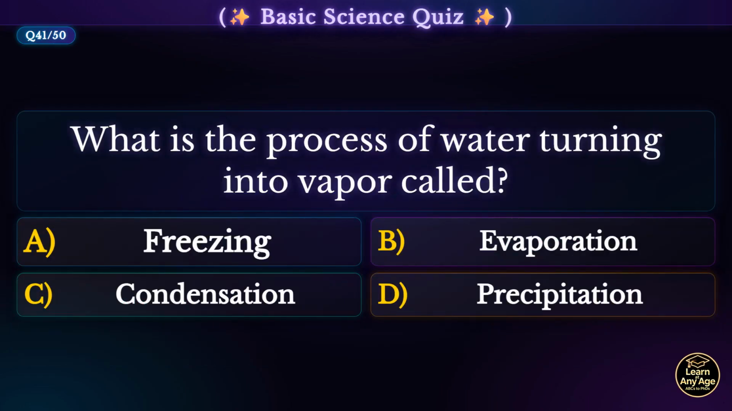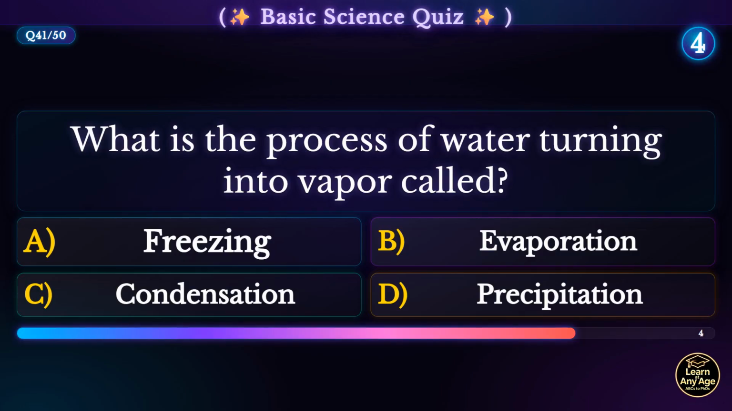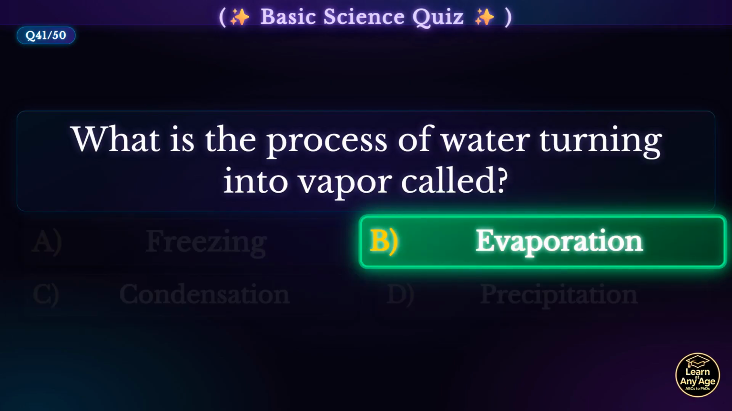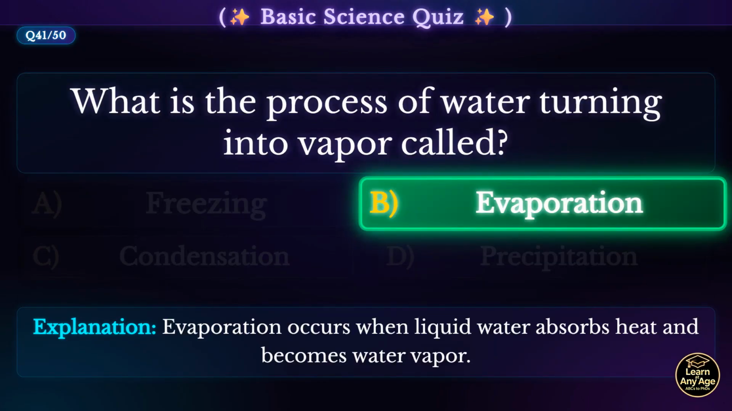What is the process of water turning into vapor called? Freezing, evaporation, condensation, precipitation. Evaporation. Evaporation occurs when liquid water absorbs heat and becomes water vapor.